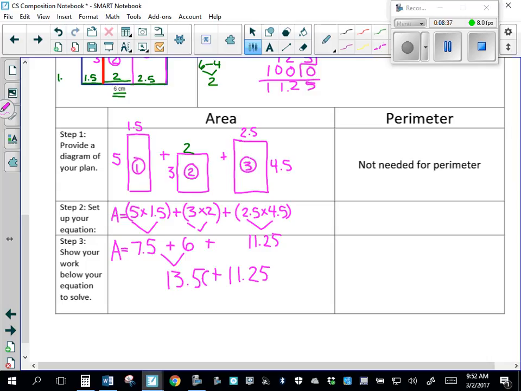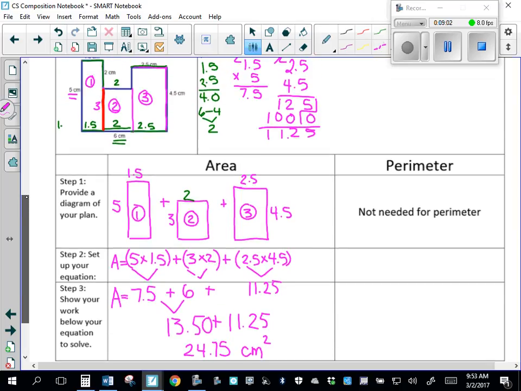And you can use mental math here. 13 and 11 make 24, and 0.50 and 0.25 make 0.75. So 24.75 centimeters squared. That's my final answer. So when we take a look at that, it's much easier to read with the scratch work up in the box.